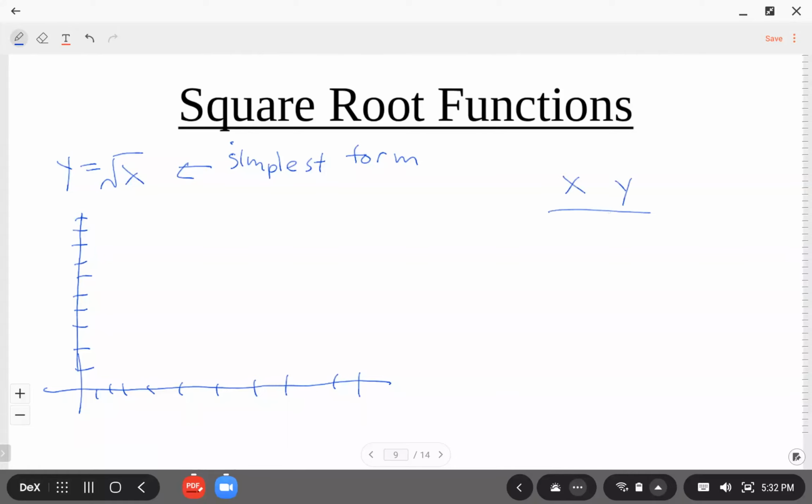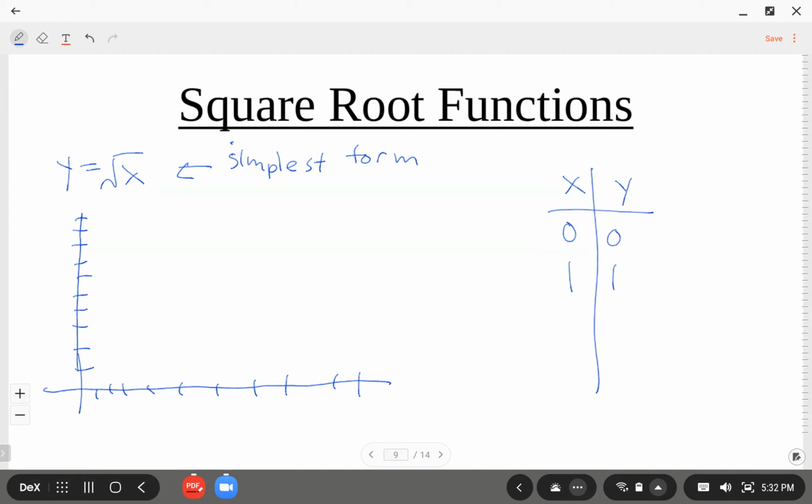So let's have a table of x and y values. Let's have 0, because y, hold on, wait. y equals the square root of x. So if x is 0, the square root of 0 is 0. So if x is 1, the square root of 1 is 1.